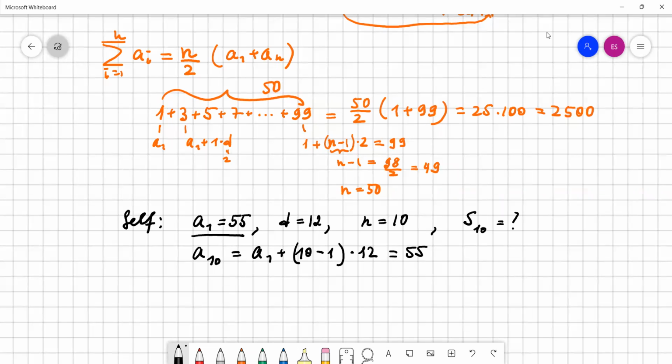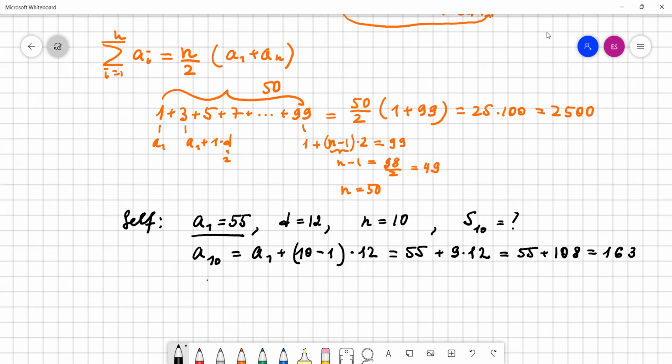So let's just calculate. a1 is 55 plus 9 multiplied by 12, 10 minus 1, right? What is 9 multiplied by 12? 9 by 10 is 90, right? And 9 by 2 is 18. So it's 108. So it's 55 plus 108, which is going to give us 163, 5 plus 8 is 13, 163. Yeah, so we got 163.